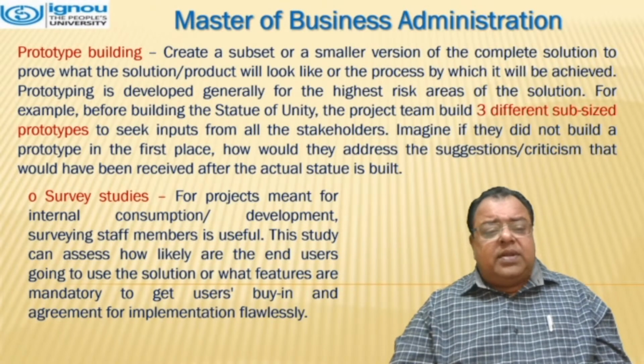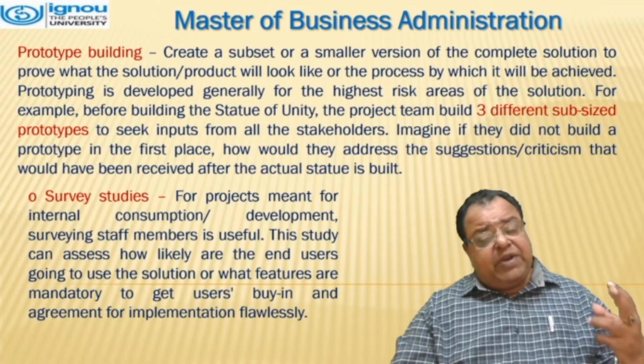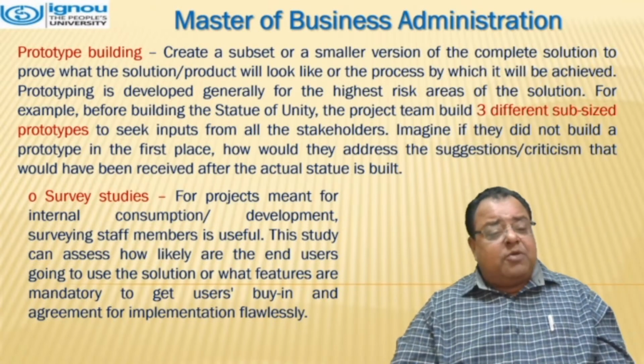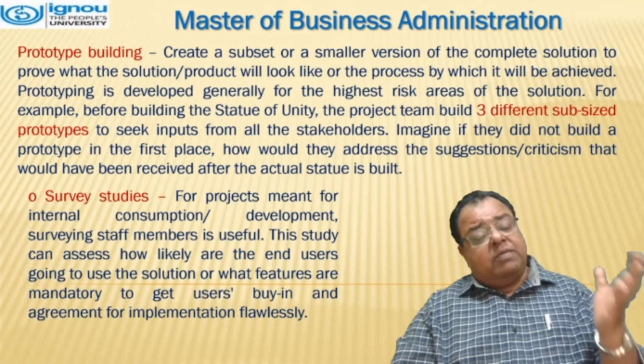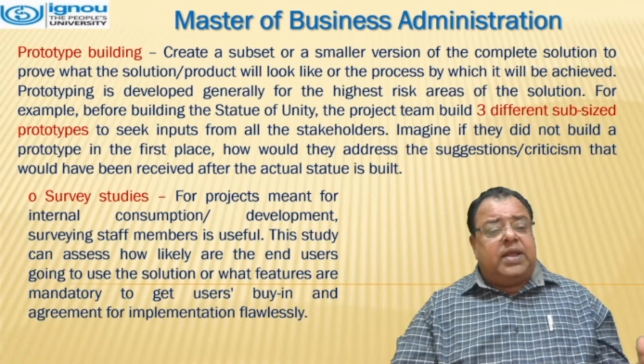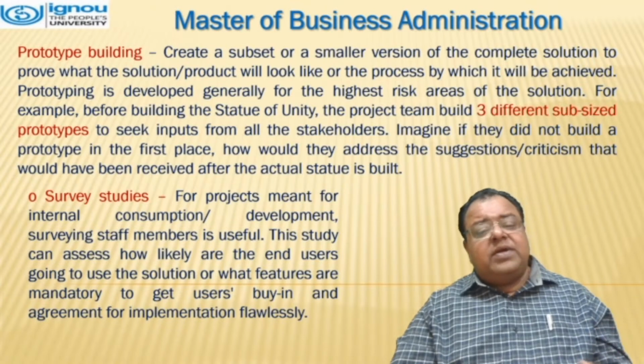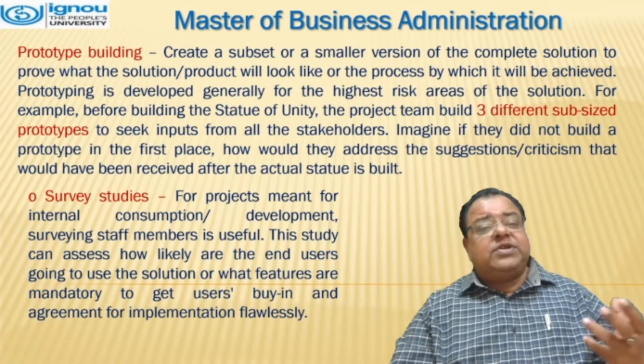For example, before building the Statue of Unity, the project team built three different sub-sized prototypes to seek inputs from all stakeholders. Imagine if they didn't build a prototype in the first place, how would they address the suggestions and criticism that would have been received after the actual statue is built?